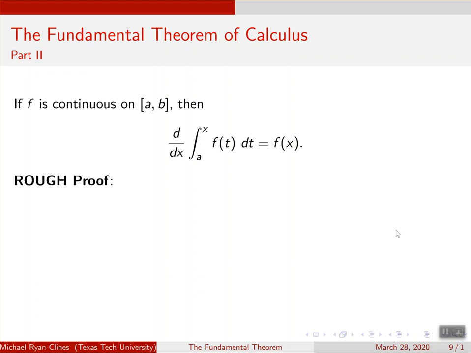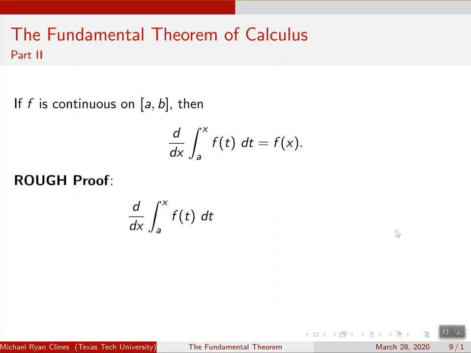So this is a rough proof. I cannot emphasize that enough. This is a rough proof. The real proof takes pages. Mine's going to take, what does it look like? 4 lines? 3 lines? Something like that. So let's evaluate this derivative. So we have the derivative with respect to x of the integral from a to x of f of t dt. Well, first, let's evaluate that definite integral.